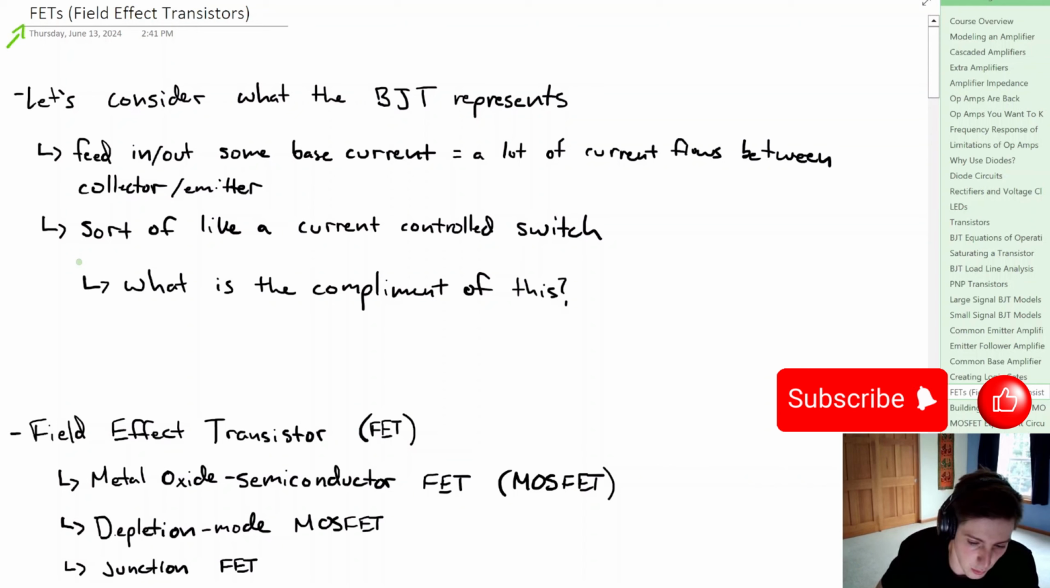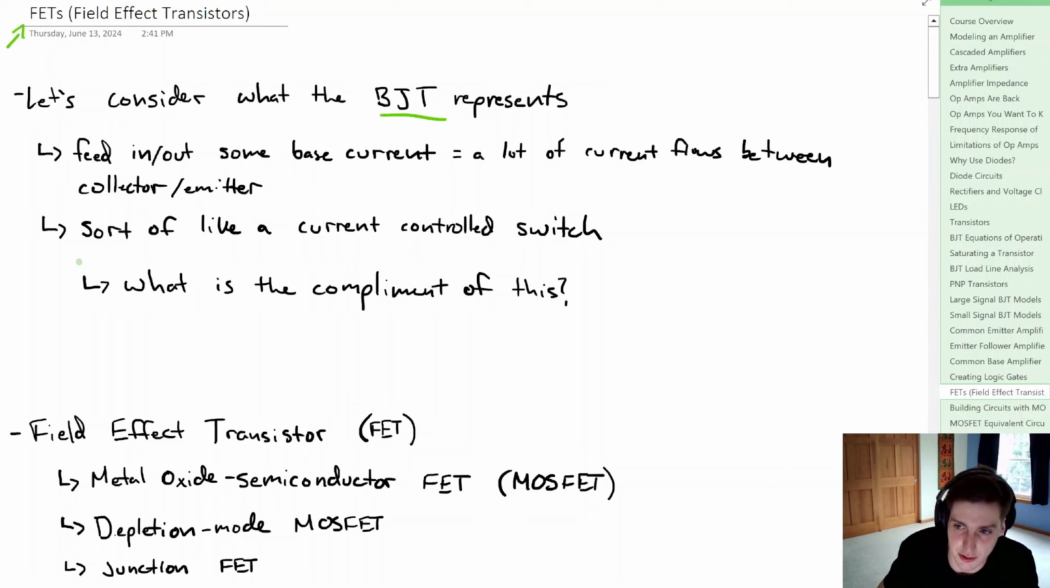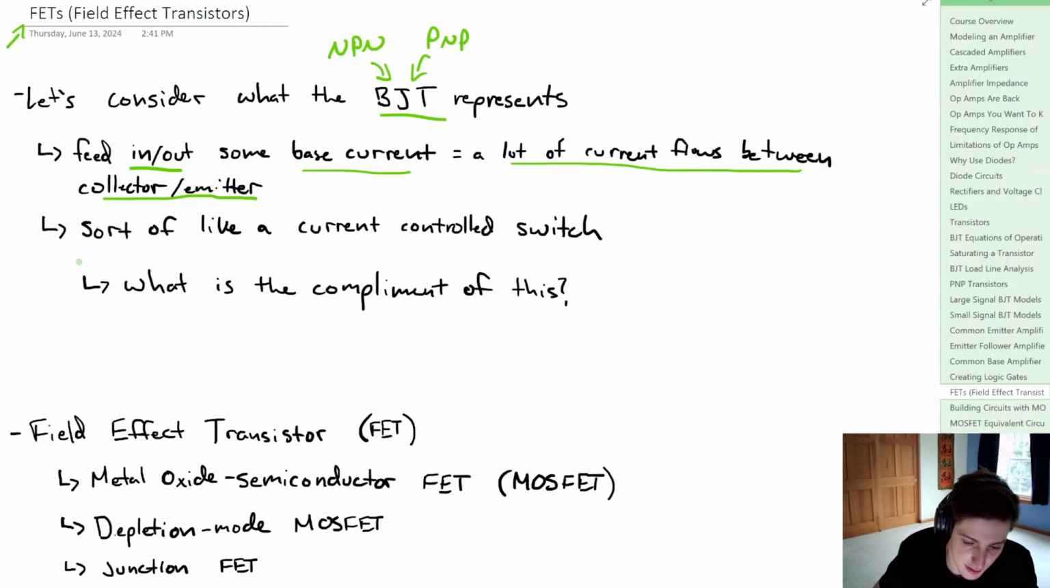Now, if we consider what a BJT represents from the previous videos, we have to really think conceptually how it works. So we know that if we feed in or out some base current, what that does is allow a lot of current to flow between the collector and the emitter. Of course, for the BJT, we had the NPN and the PNP, but nevertheless, we could say that the BJT kind of acts like a current-controlled switch. Now, there's got to be some kind of complement of this, and that's what our field effect transistor is.